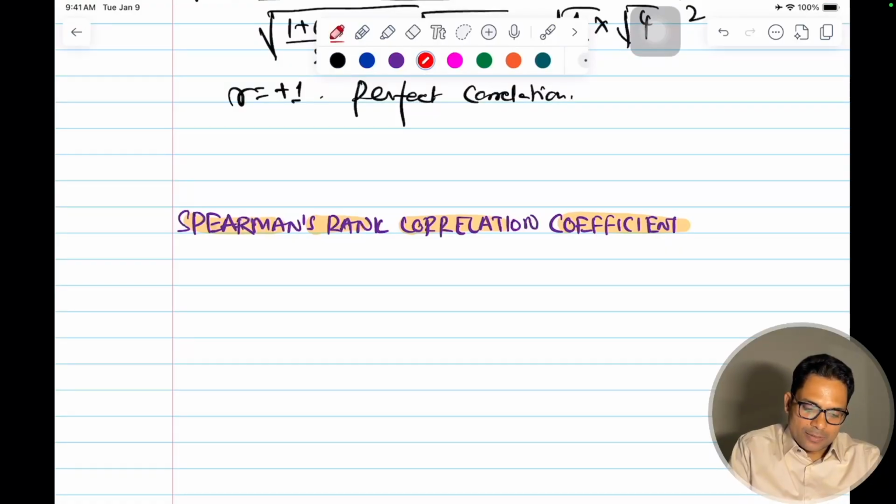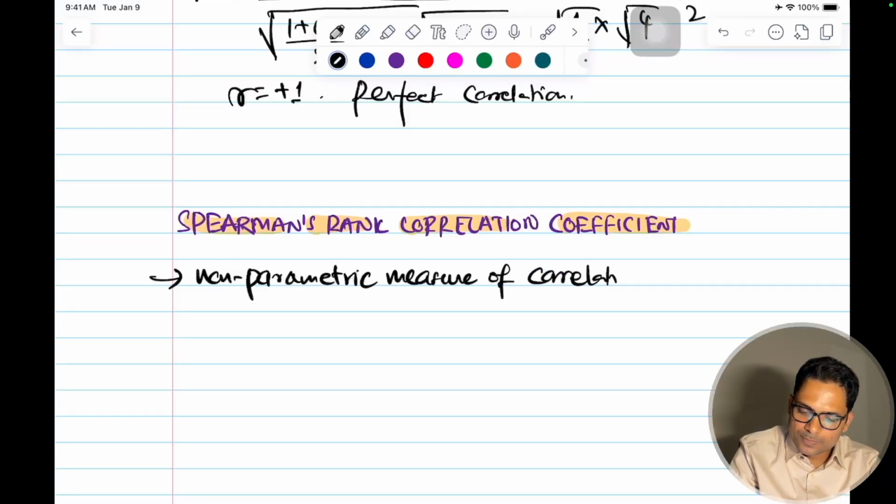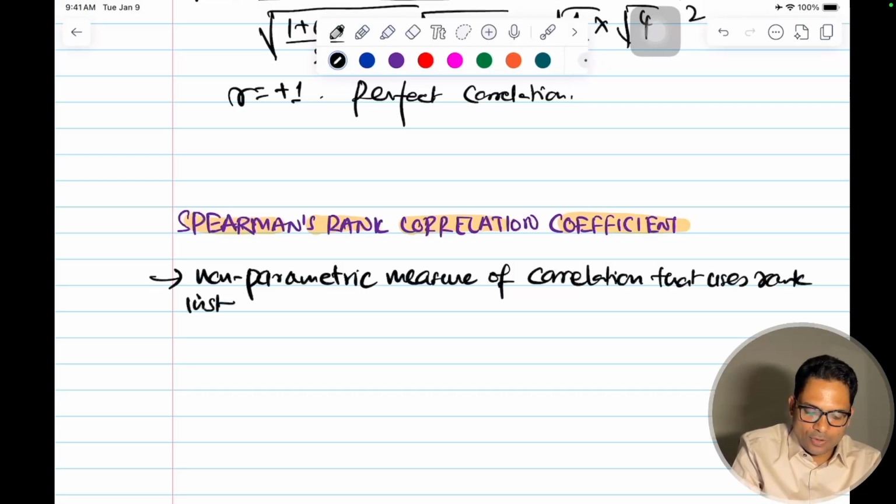And on that note, Spearman is non-parametric. Spearman's rank correlation coefficient is a non-parametric measure of correlation. This term, parametric and non-parametric, will come again and again throughout statistics. It uses ranks instead of raw data, as the name suggests.